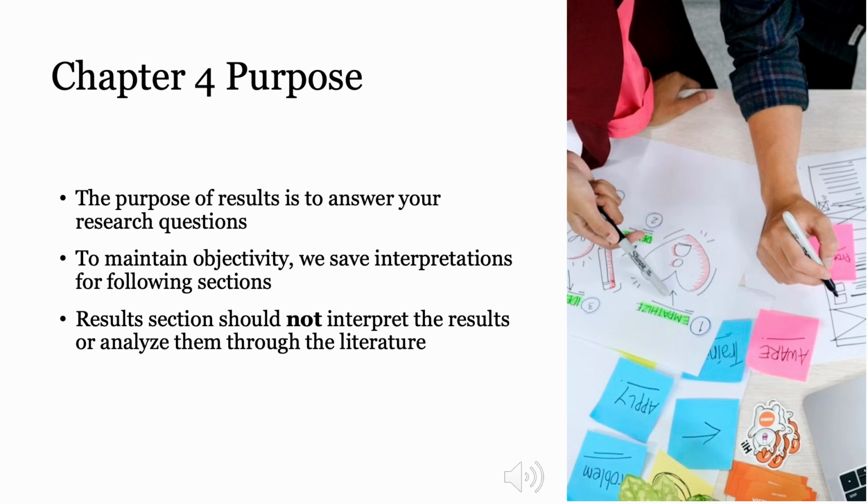The purpose of Chapter 4 is to clearly answer the research question. This chapter is about reporting what was found in the data. To maintain objectivity, interpretation and discussion of meaning are saved for the following sections. Results should not explain why something occurred or connect findings to the literature. Instead, your role here is to report results clearly, accurately, and in direct alignment with the research questions.